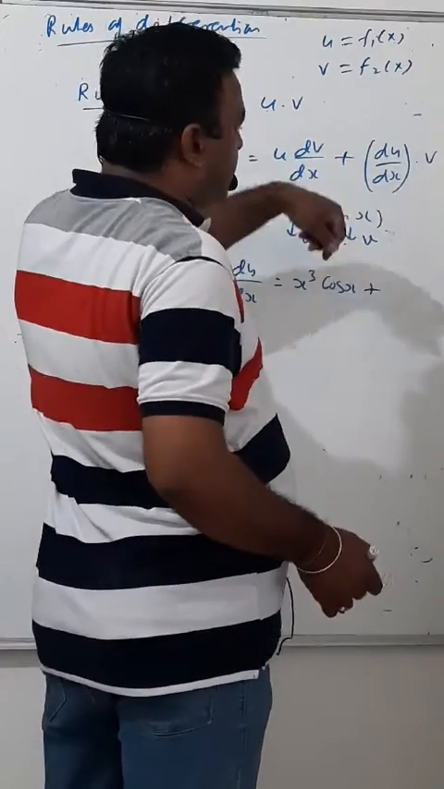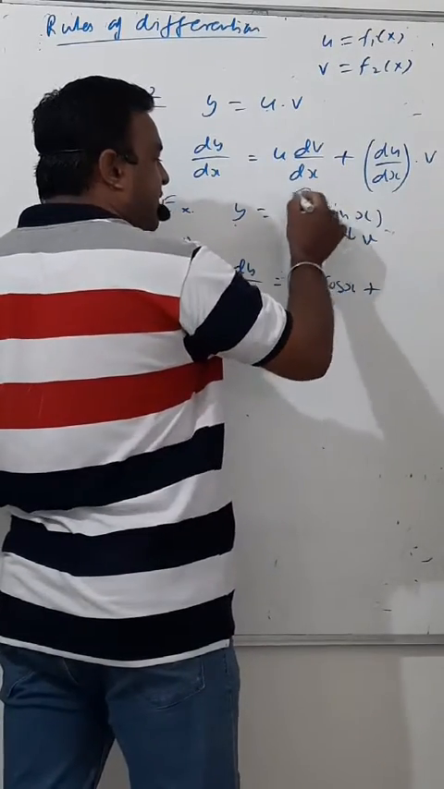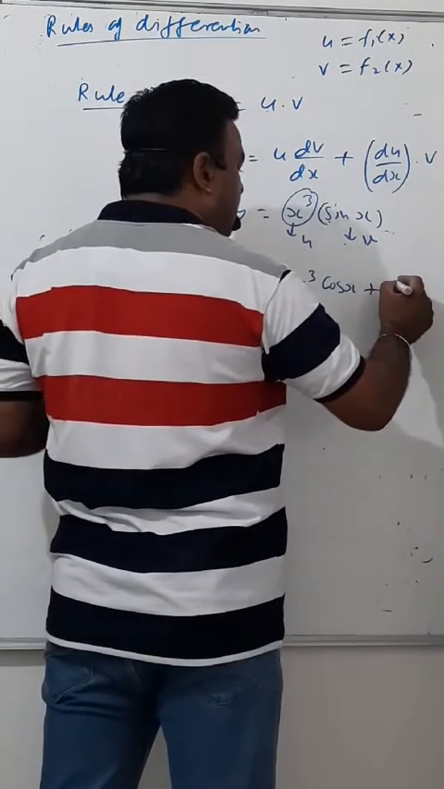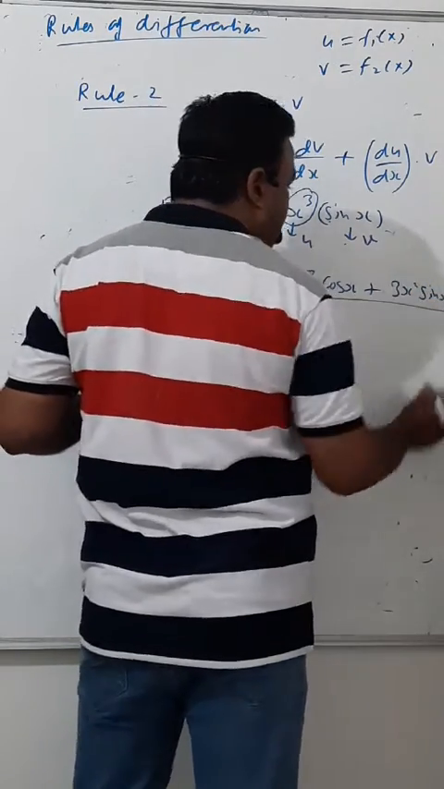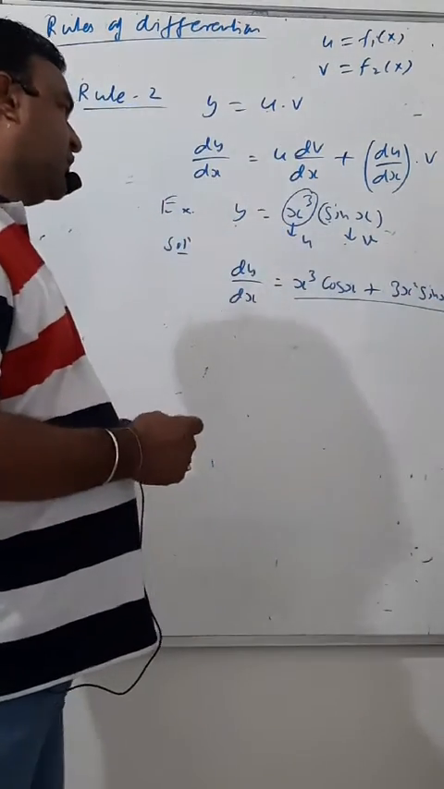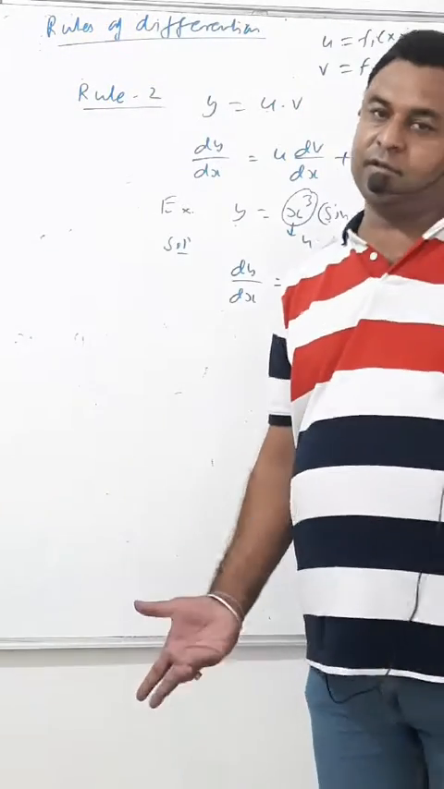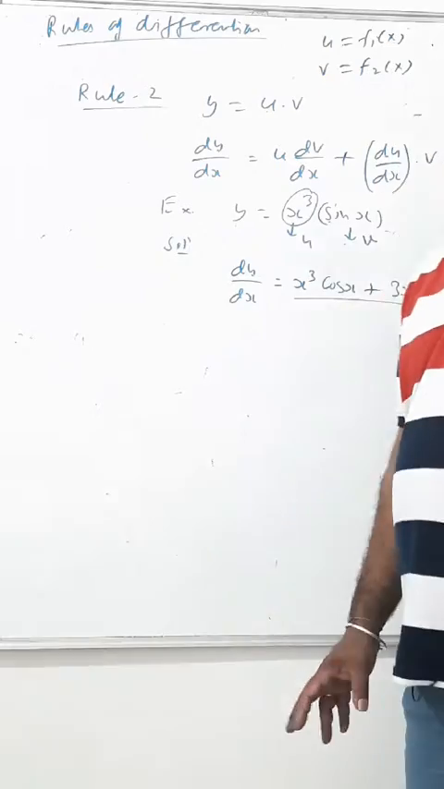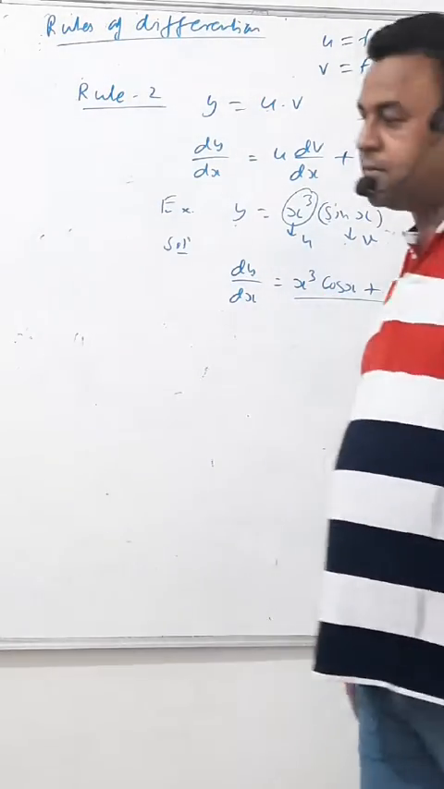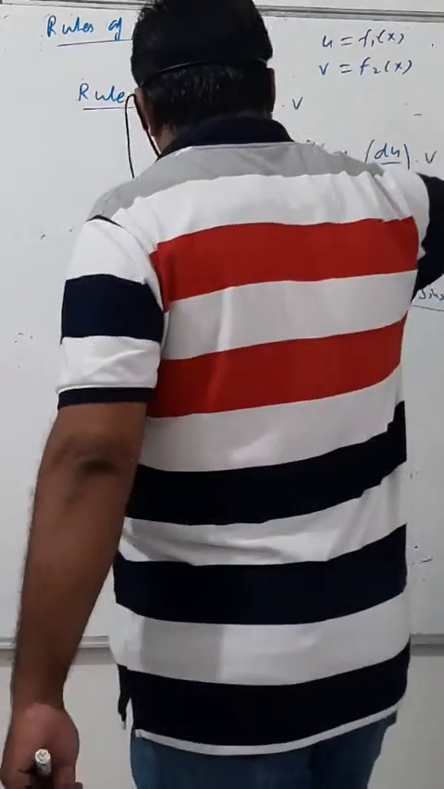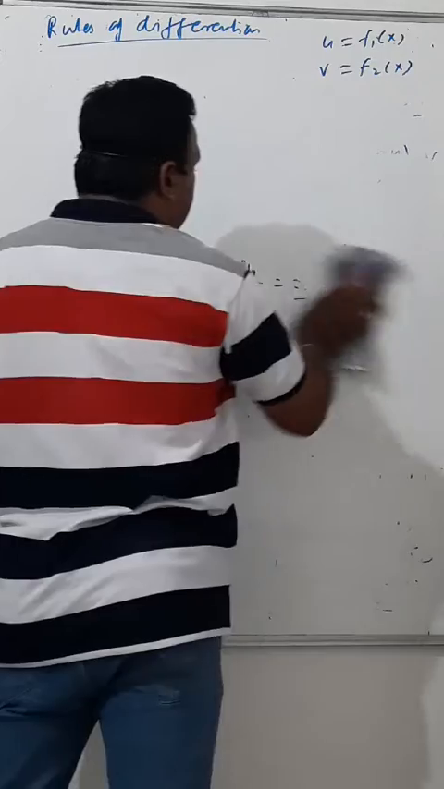second step, keeping sin x as it is, differentiating x cube. It is 3x square sin x. So x cube cos x plus 3x square sin x. This will be the simple answer. And the similar thing you can encounter in physics also. I won't take much real example.